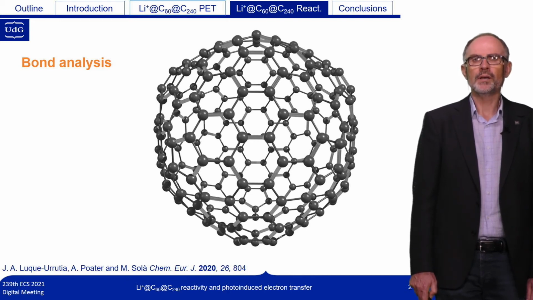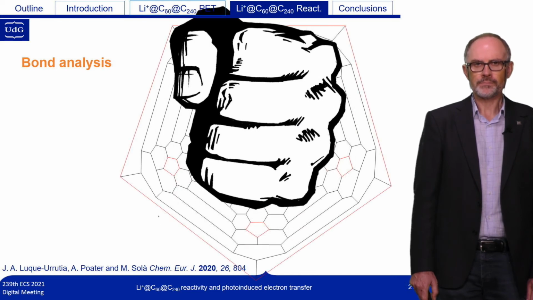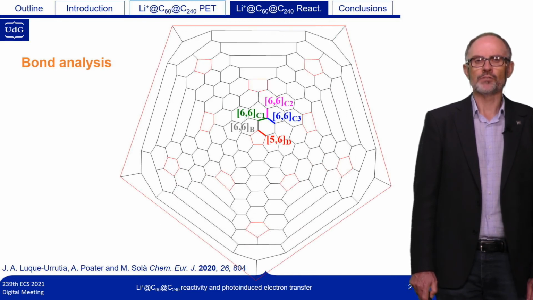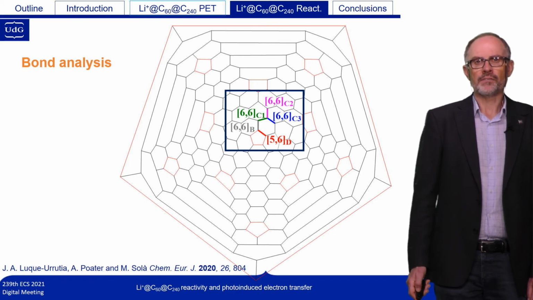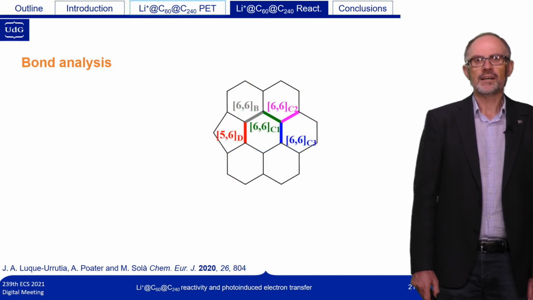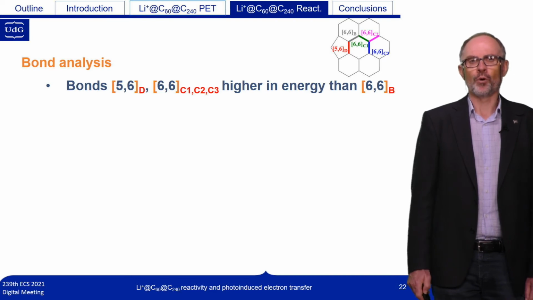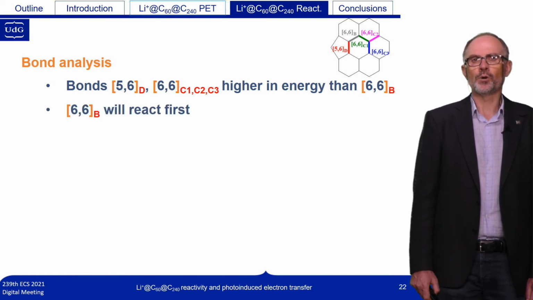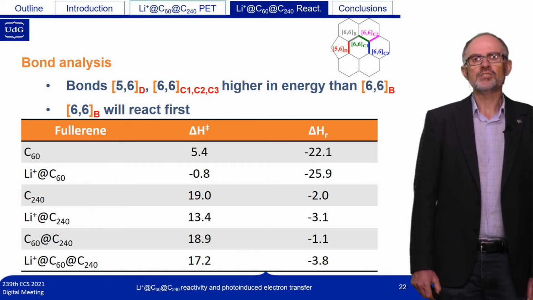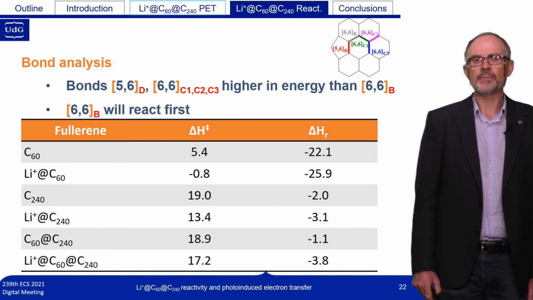To answer this question, the best way is to plot the molecule and to generate the Schlegel diagram of the carbon nanoanion C60@C240. From the Schlegel diagram, we see that there are 5 different bonds. 4 correspond to 6-6 bonds, and 1 is a 5-6 bond. We have calculated the enthalpy barriers for all bonds, and clearly the 6,6 bond B is the most reactive. In addition, it is the only one that is thermodynamically favorable.